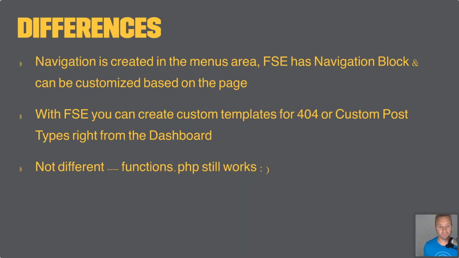I've got another screen here with a few more differences. The navigation is no longer created in the menus area. It has a navigation block, and it can be customized on a page by page basis. So if you want your homepage to have one type of menu, and then all of the single posts to have a different type of menu, maybe your products page to have a different menu, maybe you want to create a landing page. And I guess that's kind of the next point. You can create custom template pages for 404, custom post types, or right from the dashboard.